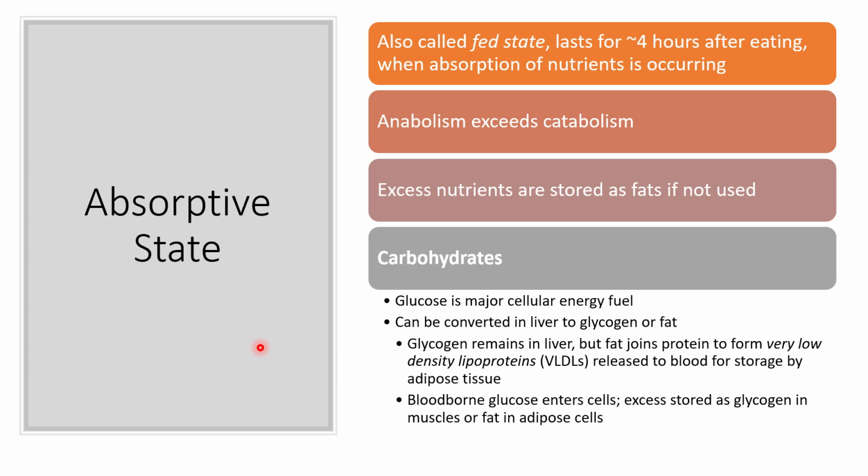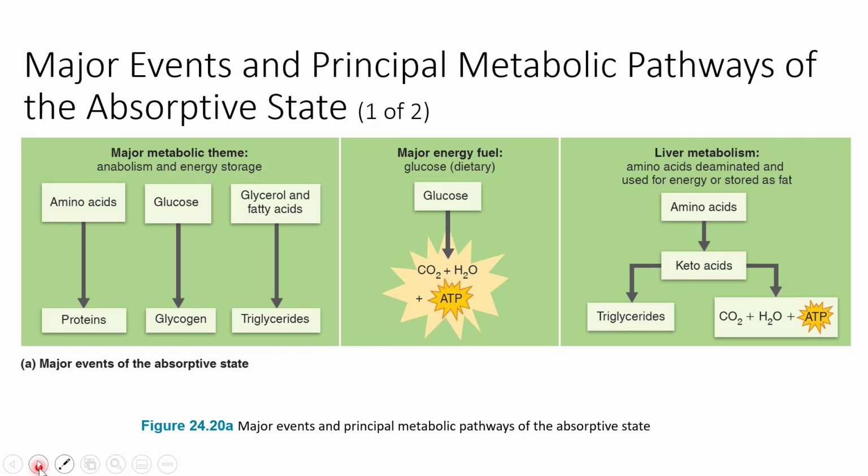Glucose here is a major cellular energy source and can be converted in the liver to glycogen or fat. Glycogen remains in the liver, but fat joins protein to form very low density lipoproteins, which are released to the blood for storage by adipose tissue. The blood-borne glucose enters the cell, and the excess is stored as glycogen in the muscles or fat in the adipose cells.